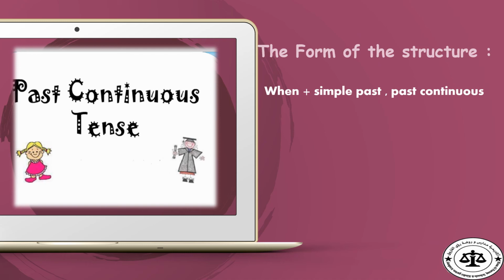If we want to use when in the middle, we don't put a comma between the two sentences, okay? While and after while we have past continuous, then the simple past. And here, if we want to put while in the middle, we don't put a comma between the two sentences.